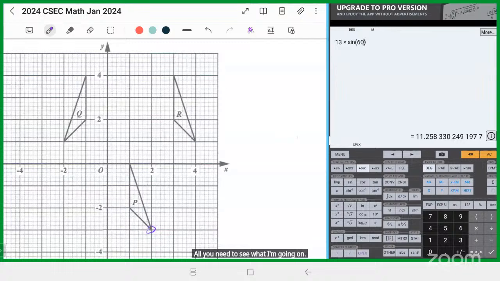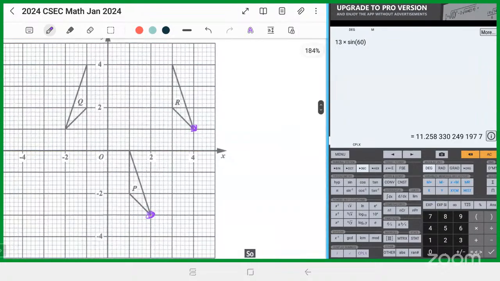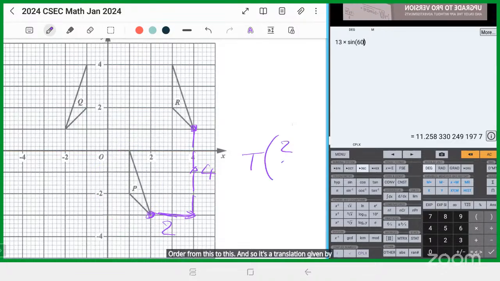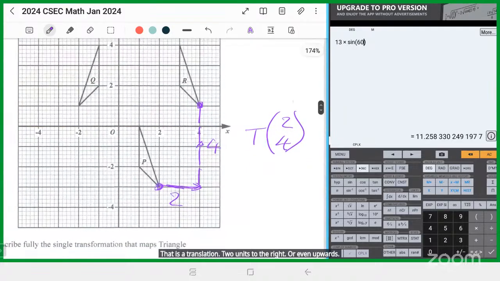You can use, for example, this point to this point, but these 2 points correspond to each other. So this is 2 units to the right, and then 1, 2, 3, 4 units upwards. It's 2 to the right, 4 up to go from this to this. And so it's a translation given by the matrix 2, 4. Or we can state 2 to the right, 4 units upward. That is the translation. All right. So that is it.